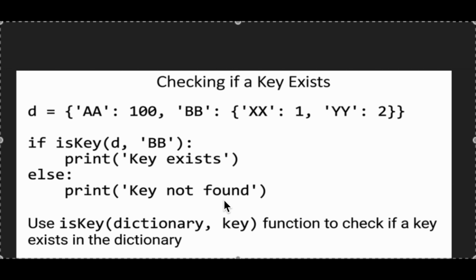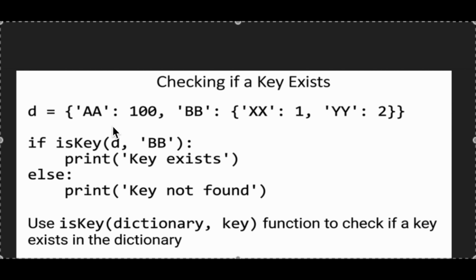Imagine you are looking for a specific book in a library, but if you just grab a random shelf and shout, where is it? You might get an error because the book isn't there. In coding also, we use a special function to knock on the door first, to see if the key exists or not before we try to open it.